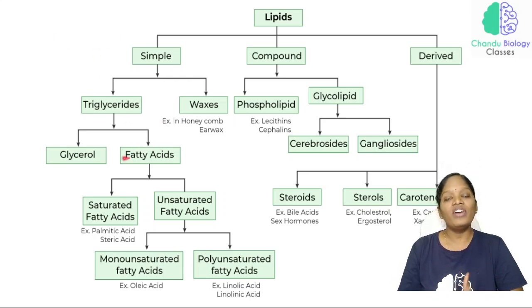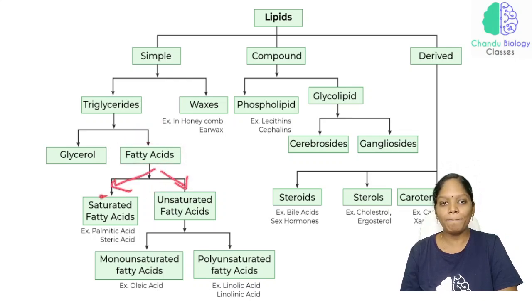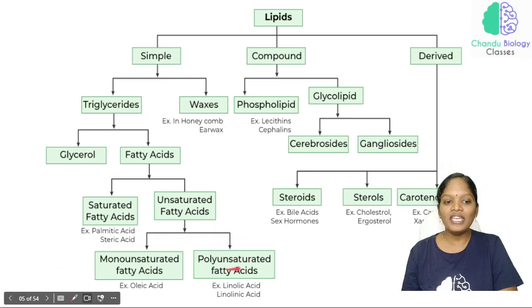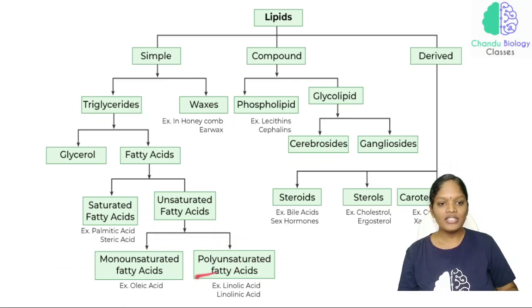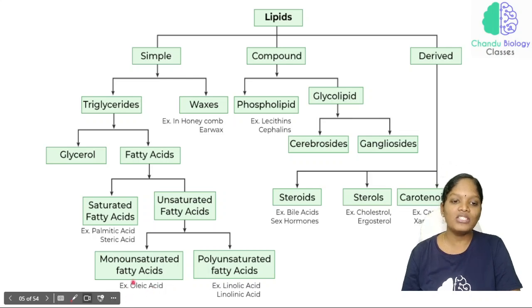Further, the fatty acids, based on the bonds they have, can be categorized into two: saturated fatty acids and unsaturated fatty acids. The unsaturated fatty acids are further categorized into two: monounsaturated fatty acids and polyunsaturated fatty acids. The example for monounsaturated fatty acids is oleic acid, and the examples for polyunsaturated fatty acids are linoleic and linolenic acid.